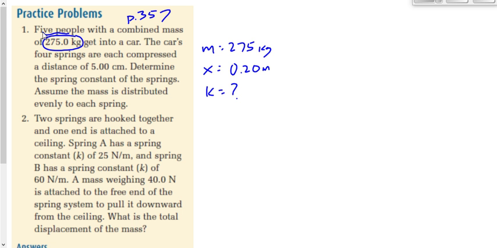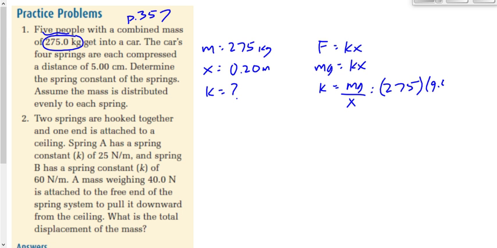We want to find the spring constant of the springs here. All we're going to do is say F is equal to K times X. It is an applied force here after all. M times G is equal to KX. We're going to say K is equal to mg over X. So we're going to say it's 275 times 9.81 divided by 0.20.